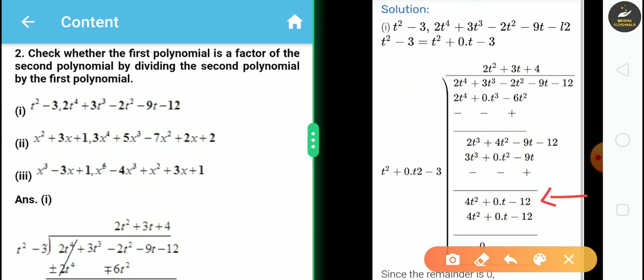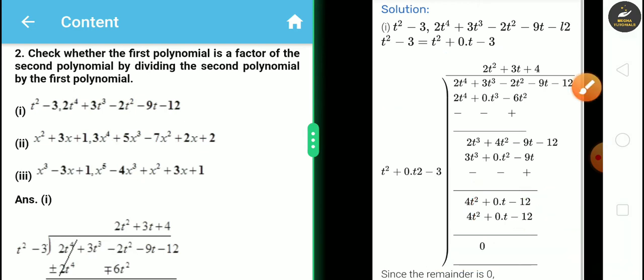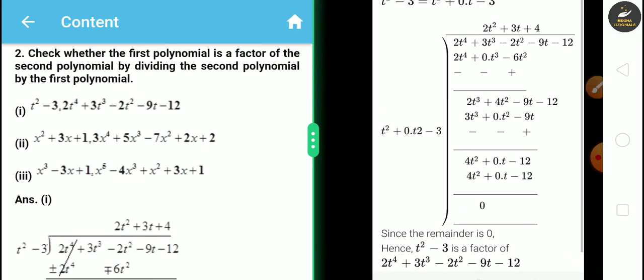Okay, next step is 4t square plus 0t minus 12. First term upon first term, 4t square upon t square we will get 4. Multiply 4 with the whole divisor to get 4t square plus 0t minus 12, then sign change, minus minus and plus, then 4t square minus 4t square will be cut, 0t will be cut, and minus 12 plus 12 will be cut. So the final remainder will be 0. Since the remainder is 0, therefore the given divisor t square minus 3 is a factor of the given dividend. This is the final solution.